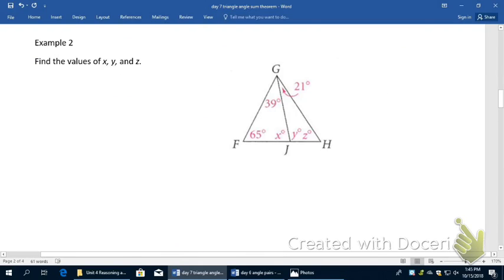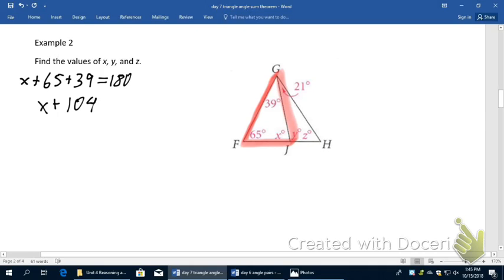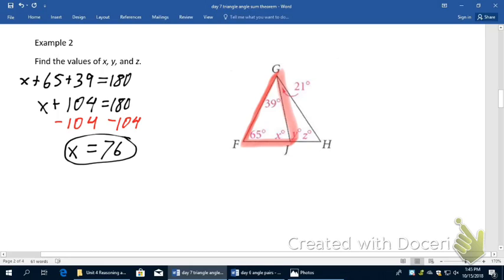Alright, now for this problem there are a few different ways it could be done, so don't think that the only way to do it is what I'm showing. If you're still getting the right answers, likely you're doing it correctly. Okay, for the x, I'm actually going to focus on this triangle FJG, and I'm going to add those three angles up to 180. So x plus 65 degrees plus 39 degrees equals 180 degrees. Now I'll combine my like terms as I did on the last problem. So 65 plus 39 is 104. And I'll subtract the 104 from both sides. So x is equal to 76 degrees. That's one of my three answers.